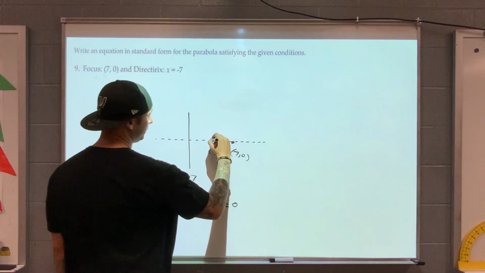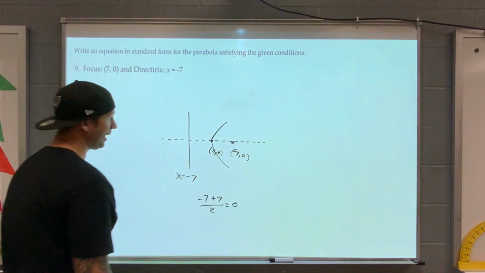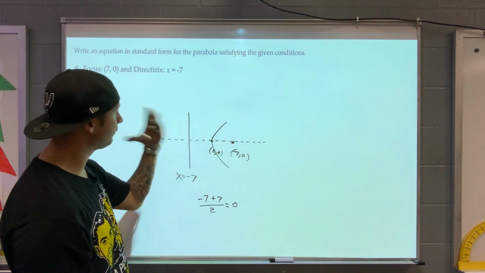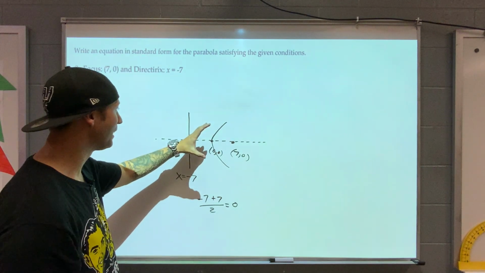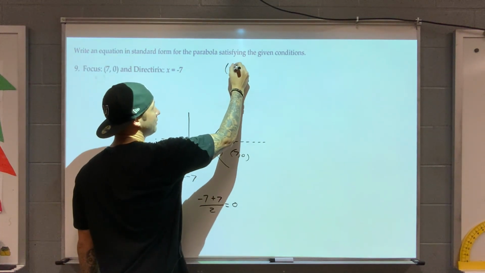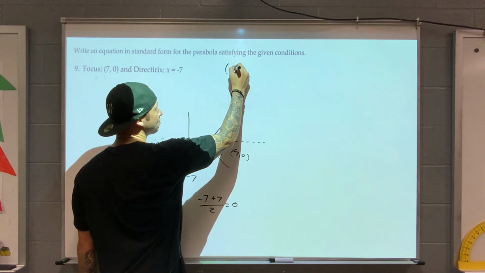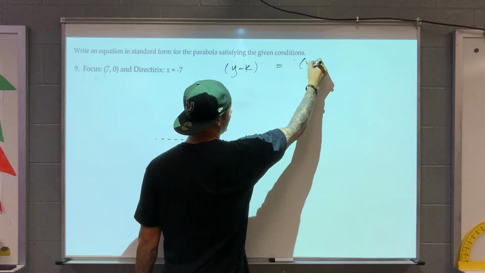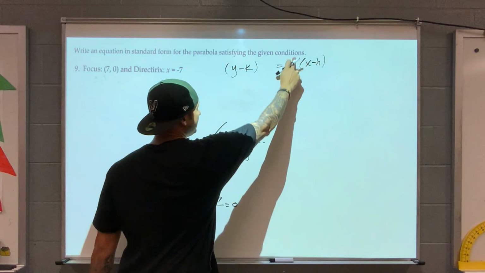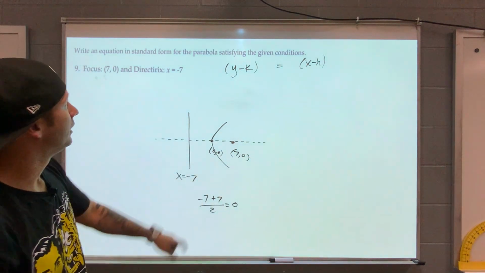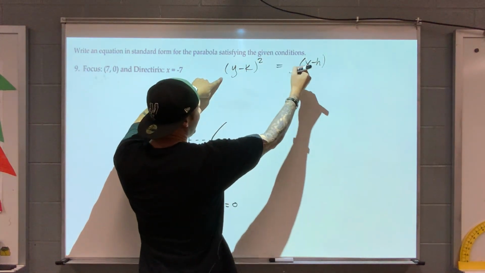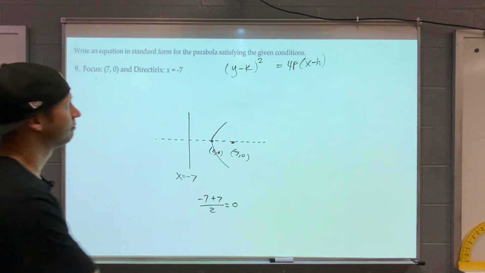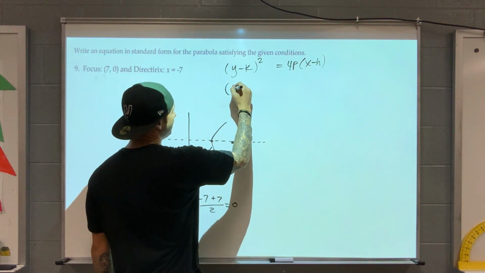And this thing is going to open similar to that. Okay, so I know it opens left or right. Well, technically I know it opens to the right, but the equations that we have are going to be y minus k, x minus h, and because it opens left and right, the y is going to get the square, and x is going to get the 4p. If it opens the other way, here, I'll just write that up here for future reference.